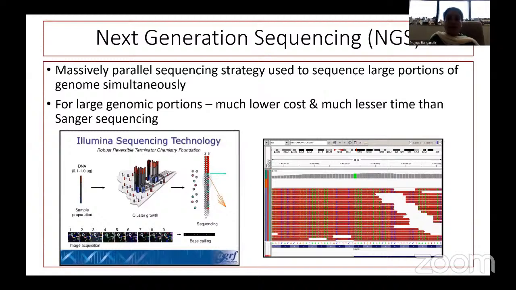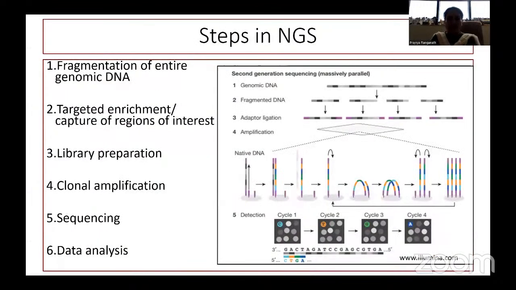Next generation sequencing is what is now most commonly used for testing of the CKDs. It is a massively parallel sequencing strategy which is used to sequence large portions of the genome simultaneously. And for large genomic portions, it is very good because it can be done at a much lower cost and in much lesser time than Sanger sequencing.